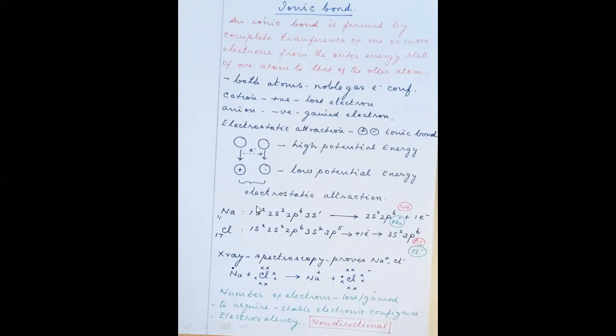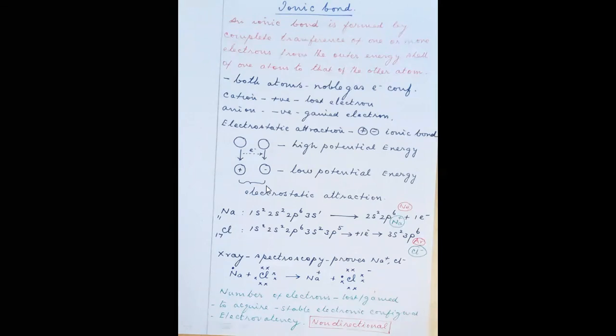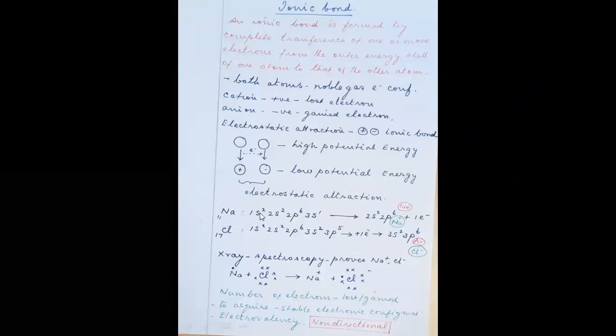So the sodium plus and Cl minus, a cation and an anion, there is an electrostatic attraction. And because of this electrostatic attraction, sodium plus and Cl minus ions are together, and the attraction, which is the bond formed between these two ions, is called ionic bond. And also the X-ray spectroscopy proves that in the solid state itself, sodium and chlorine are present in the form of a sodium plus ion and a Cl minus ion.